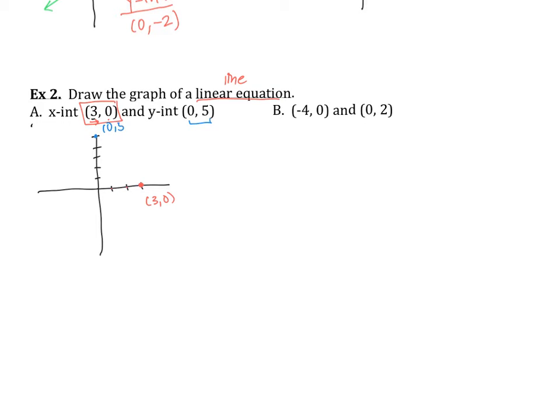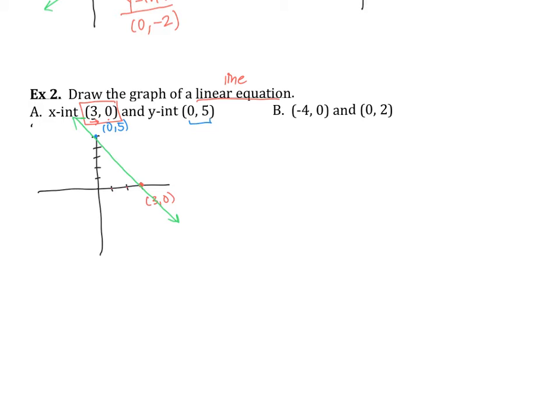That's 0, comma 5, which makes sense because it's on the y-axis. Now, because I want the graph of the line, I need to actually draw the line, and the line should be long. It should pass through both of those intercepts, and it should have arrows at the ends. Okay, I'm going to do the same thing for the next one.